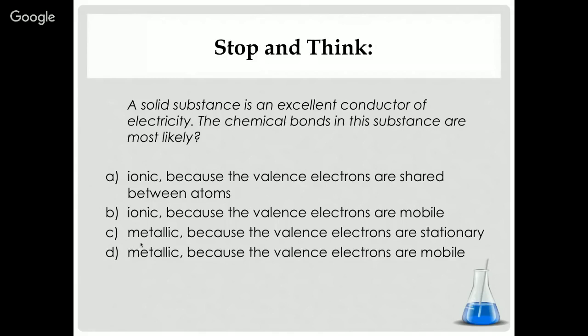Okay, why are they conducting? Well, if you recall in the previous slide, those valence electrons are delocalized. They are mobile, or a sea of mobile electrons. So the correct answer is choice D. It's a metallic substance because the valence electrons are mobile, meaning moving.